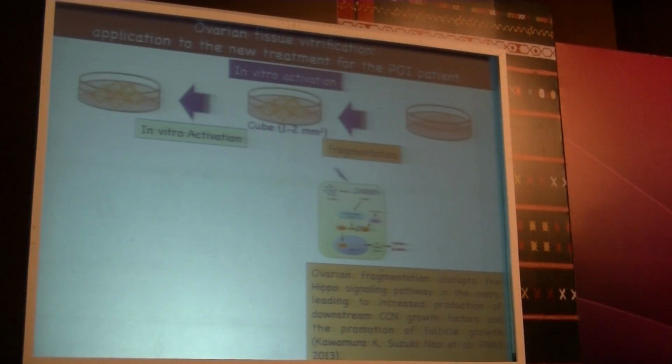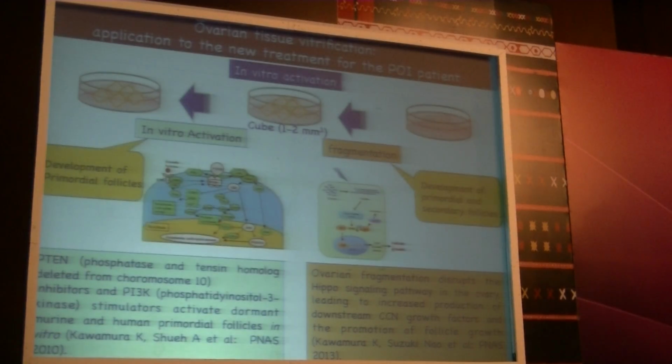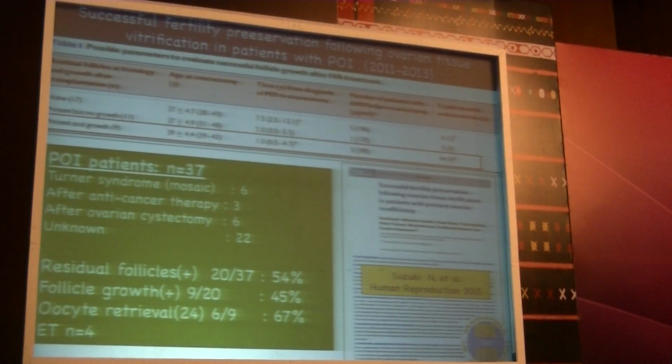This slide shows the mechanism of in vitro activation. Ovarian fragmentation disrupts the Hippo signaling pathway in the ovary, leading to increased production of downstream CCN growth factors and the promotion of dormant secondary follicle growth. PTEN inhibitors and PI3 kinase stimulators activate dormant murine and human primordial follicles in vitro, according to Dr. Kawamura. We have performed a prospective clinical study of 37 infertile women with POI between 2011 and 2013.